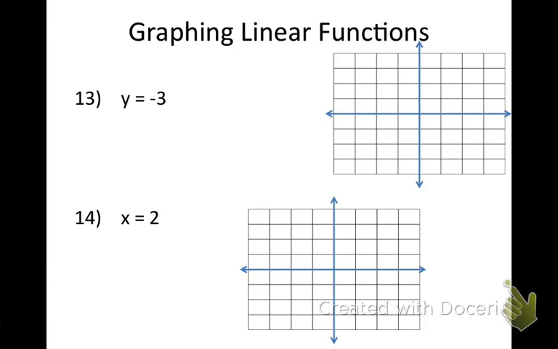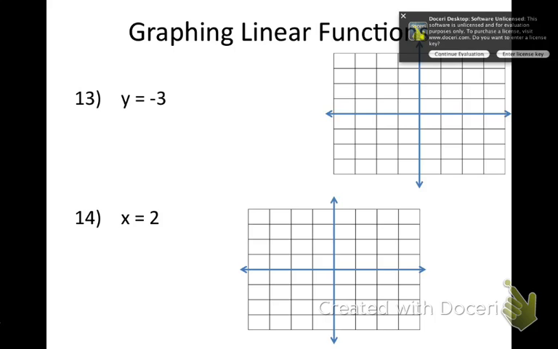All right, number 13. Y equals negative 3. So 13 and 14 have y equals negative 3. What technically is negative 3 here? If it's just y equals negative 3, negative 3 is my y-intercept. Yeah, it's just my y-intercept there.